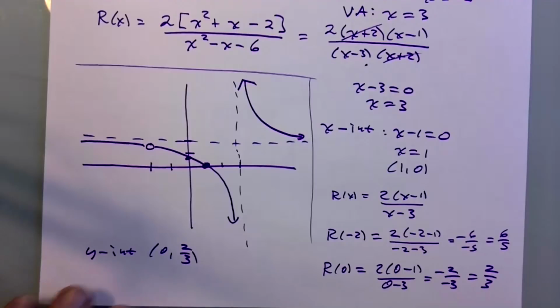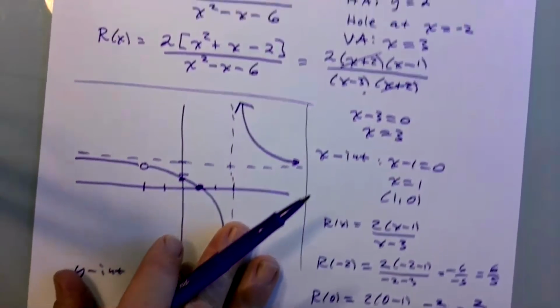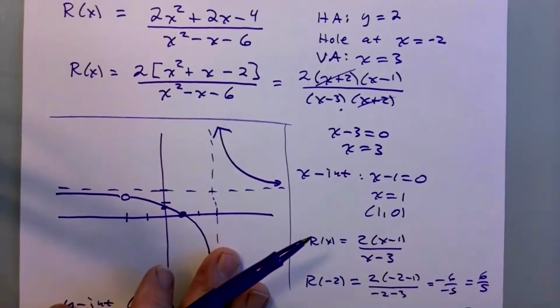This is the graph for that original function, which was 2x squared plus 2x minus 4 over x squared minus x minus 6.